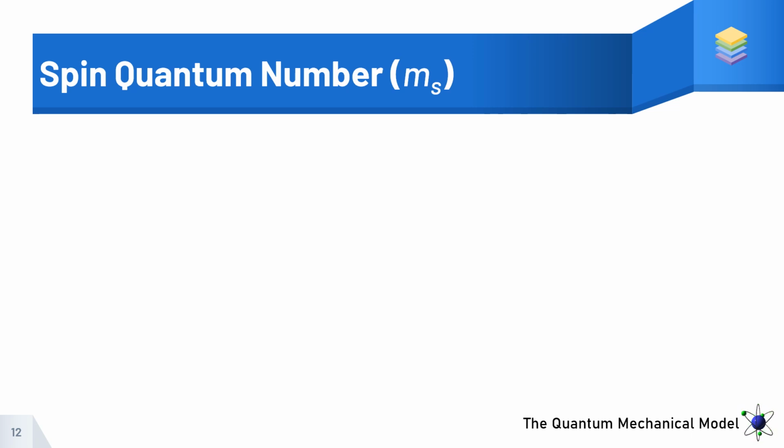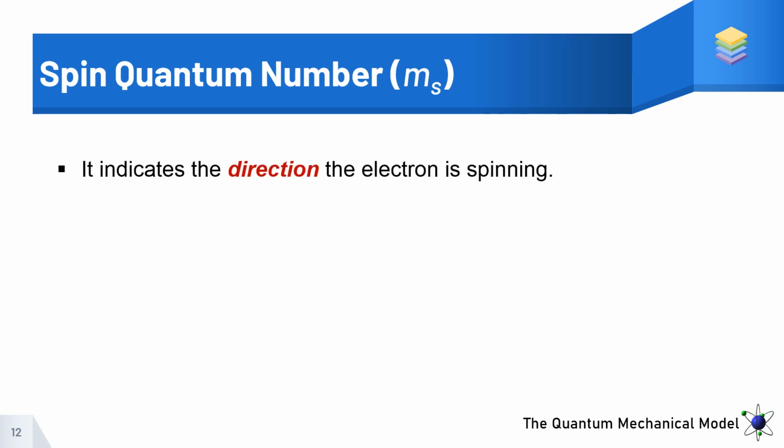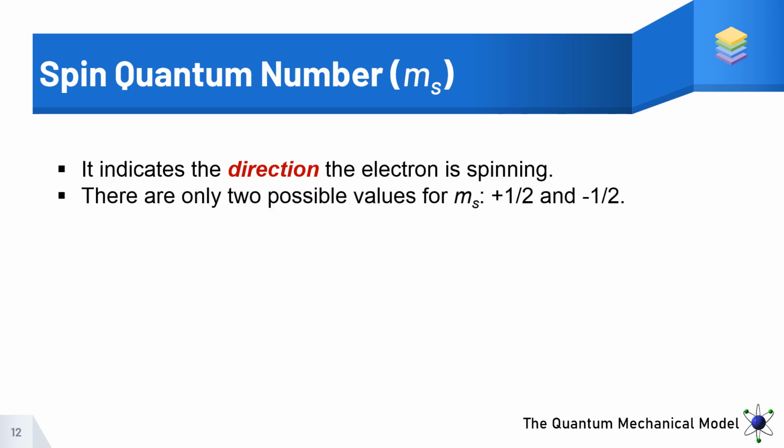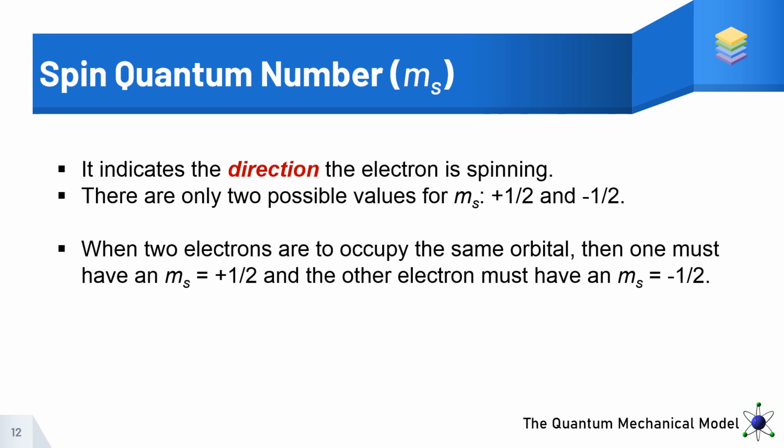Next one, we have the spin quantum number, the last type of quantum number, represented by ms. It indicates the direction in which the electron is spinning. There are only two possible values for ms, the spin quantum number. It could either be positive 1/2 or negative 1/2. When two electrons occupy the same orbital, one must have an ms, or spin quantum number, of positive 1/2, and the other electron must have a spin quantum number of negative 1/2. These are what we call spin paired electrons.